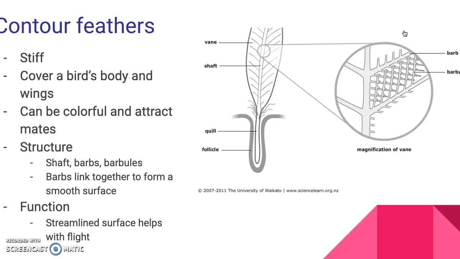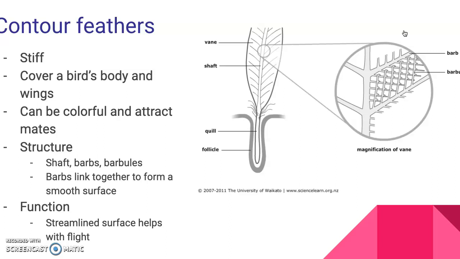And the structure of a contour feather is pretty similar across all contour feathers. It has this middle stem called the shaft, which you can see in the diagram. And then the rest of it is called the vane. Within the vane, you have your barbs. The whole thing is the vane. The first branch off from the shaft is called the barb. And then the branch offs from the barb are called barbules.